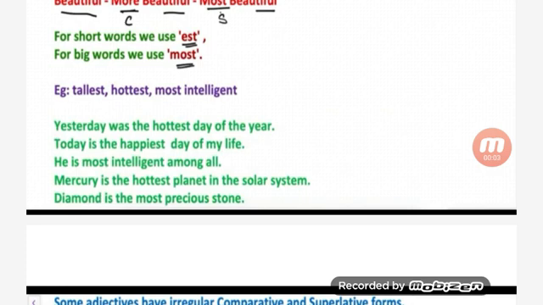Look at more examples. Yesterday was the hottest day of the year. Today is the happiest day of my life. He is the most intelligent among all. Mercury is the hottest planet in the solar system. Diamond is the most precious stone. So here hottest, happiest, most intelligent, hottest planet, and most precious are superlative degree. And here we are comparing more than two nouns or things. That's why we have used the superlative degree.